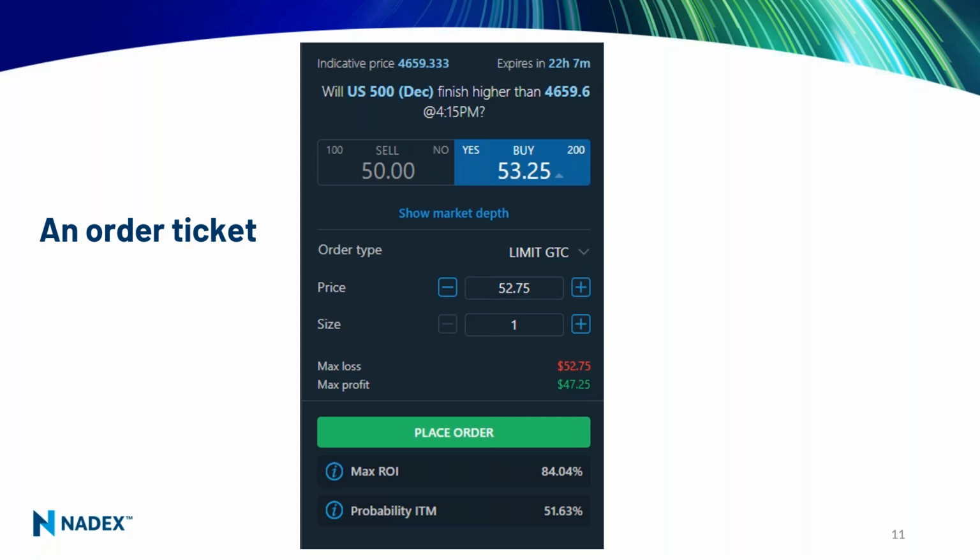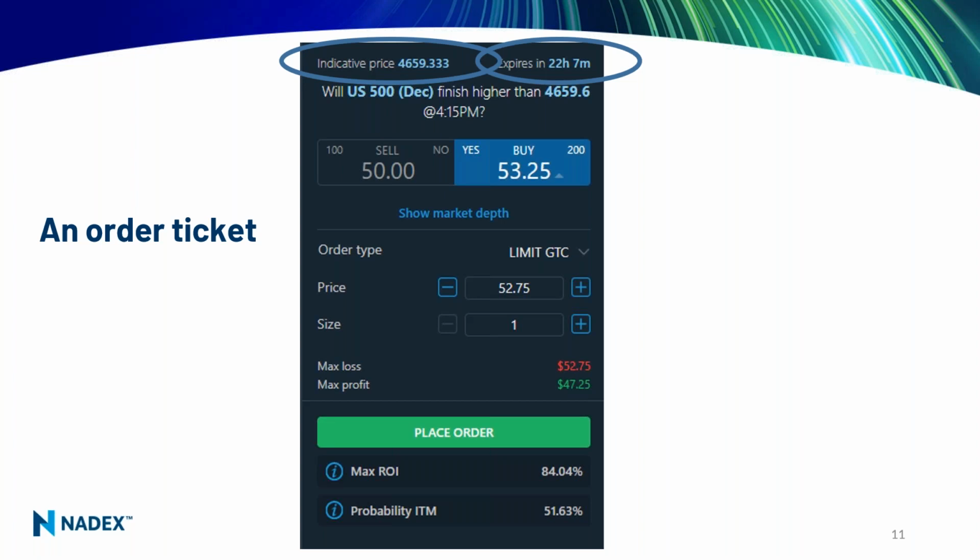Here's an order ticket for a binary option. Now, this slide's obviously a little old because it was back in December, but nothing has since changed on the order ticket. There's an indicative price. Back then, this is the S&P 500. It tells me what the indicative price of the S&P 500 was at this moment in time. It was 4659.33. It gave me an expiration date. It was the next day. I had 22 hours and 7 minutes in this contract.